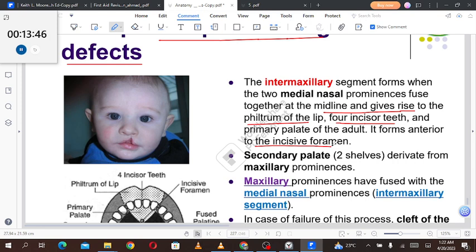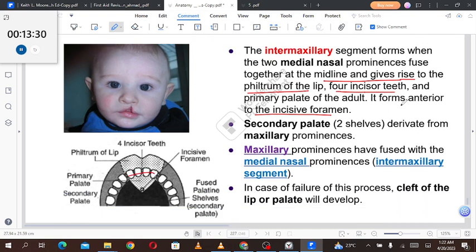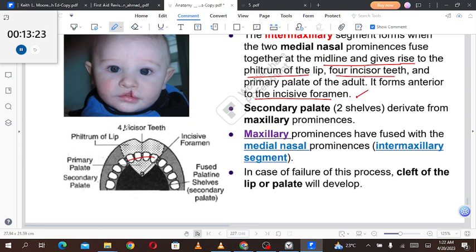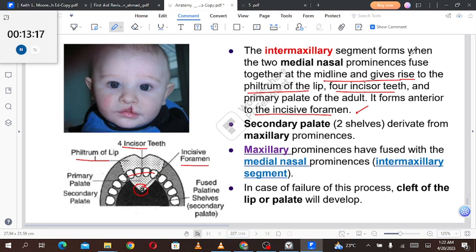The intermaxillary segment forms when the two medial nasal prominences fuse together at the midline, giving rise to the philtrum. The philtrum is this structure, these two lines present here. It also gives the four incisor teeth, 1, 2, 3, 4, and the primary palate of the adult, anterior to the incisive foramen. Got it? So the four incisor teeth, the philtrum of the lip, and the incisive foramen are given by the intermaxillary segment.